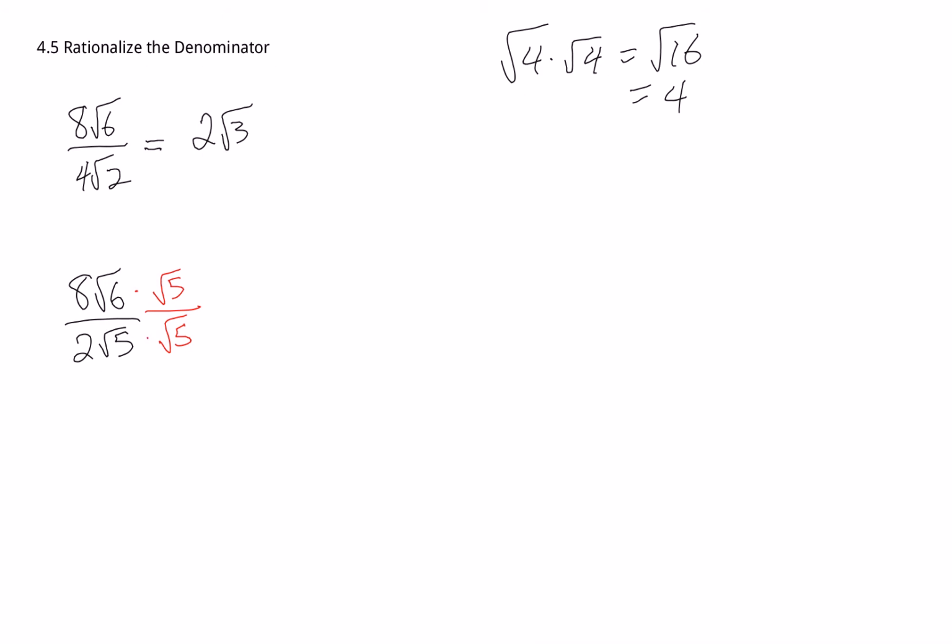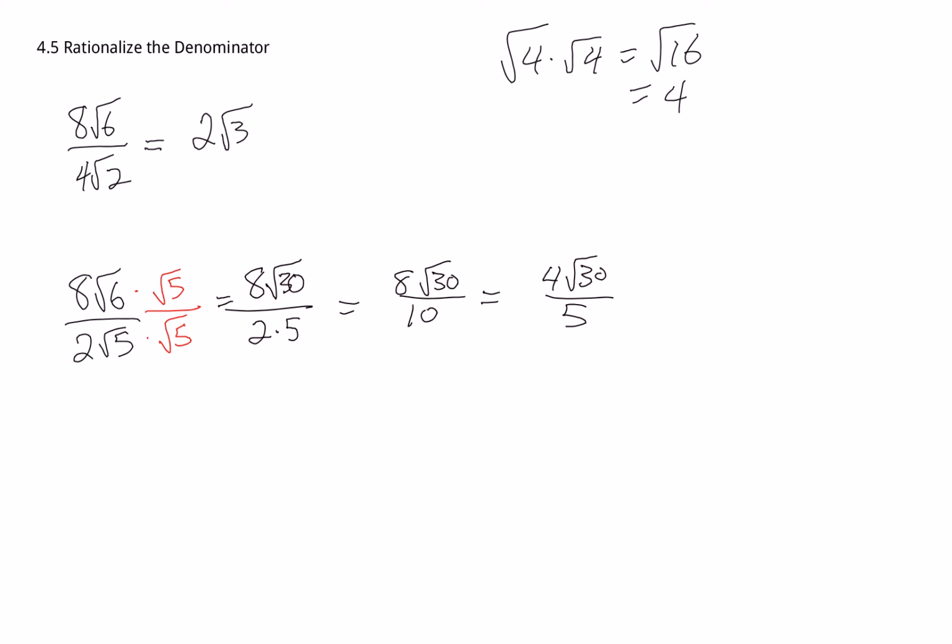So if we multiply both of these out, you'd have 8 times 1, root 6 times root 5 would be root 30, and then on the bottom we'd have 2 times 1, and root 5 times root 5 is root 25, or just a regular 5. So now when we simplify, we'd have 8 root 30 over 10. Square root of 30 doesn't break down, so we just leave it the way it is, and 8 divided by 10, we can actually reduce that as a fraction to 4 over 5. So we'd have 4 root 30 over 5.